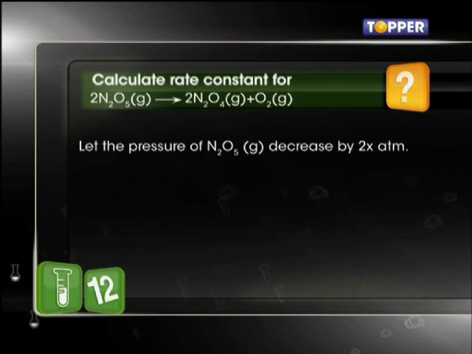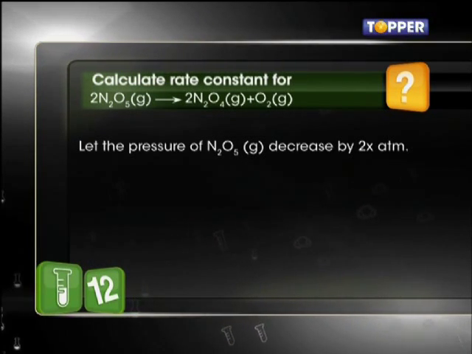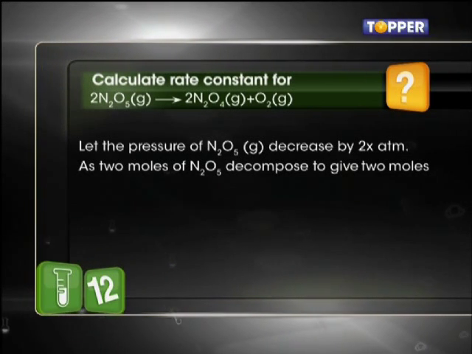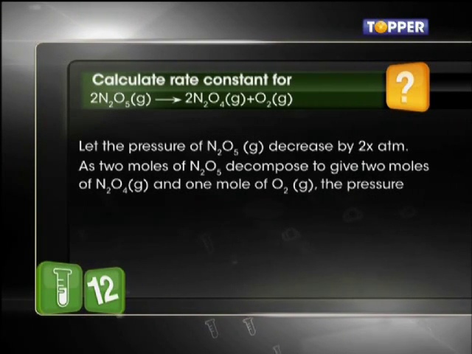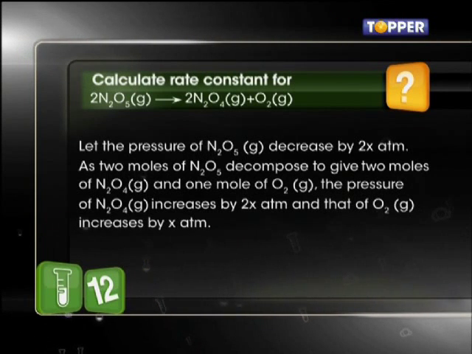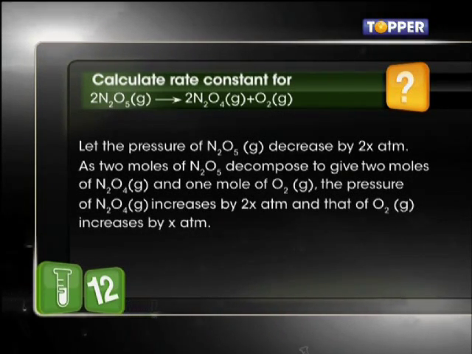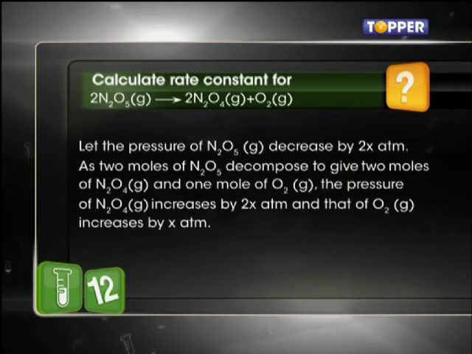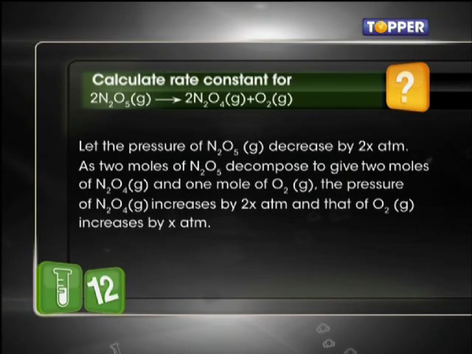Let the pressure of dinitrogen pentoxide gas decrease by 2x atmosphere. As 2 moles of dinitrogen pentoxide decompose to give 2 moles of dinitrogen tetroxide gas and 1 mole of oxygen gas, the pressure of N2O4 gas increases by 2x atmosphere, and that of O2 gas increases by x atmosphere.